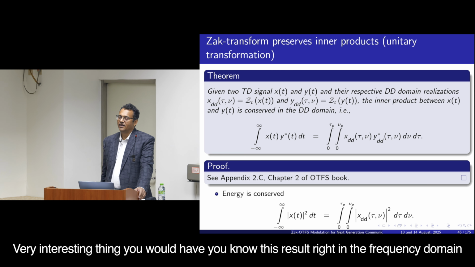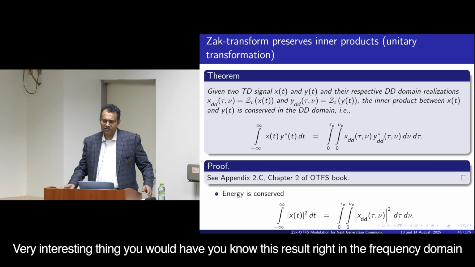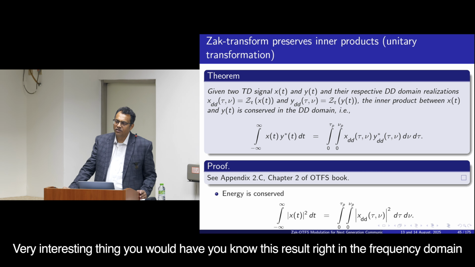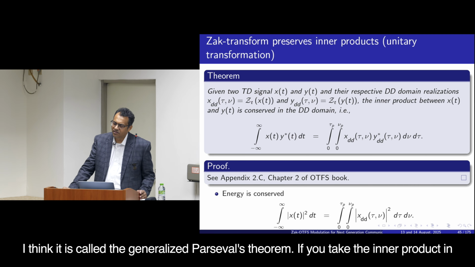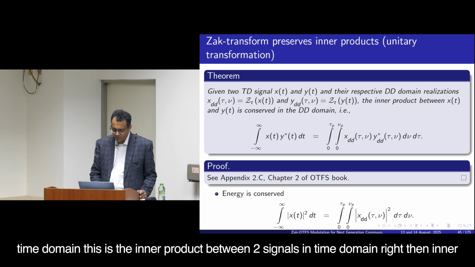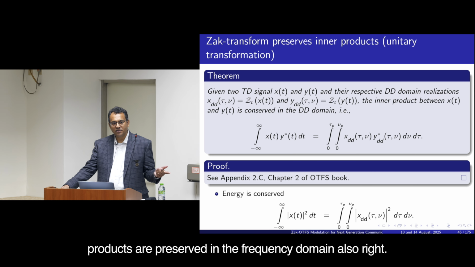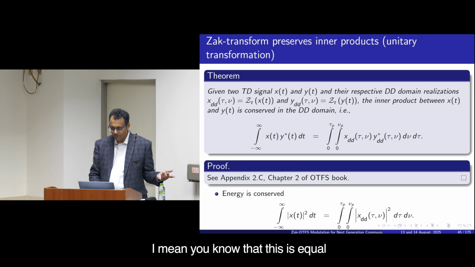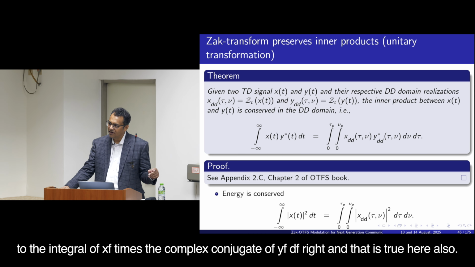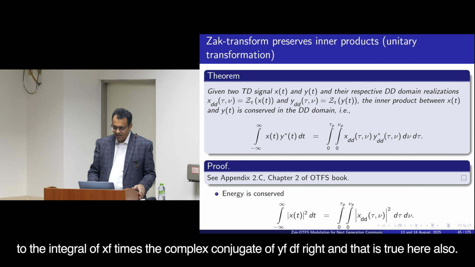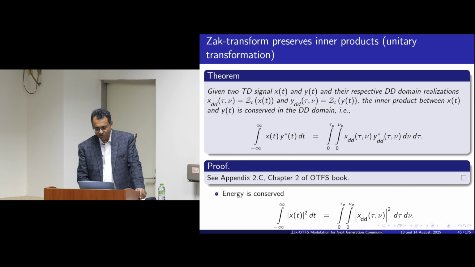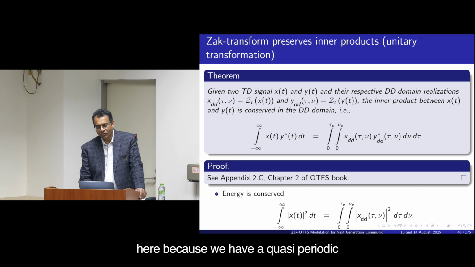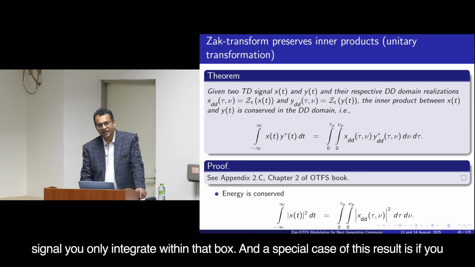Very interesting thing. You would know this result, right, in the frequency domain, I think it is called the generalized Parseval's theorem. If you take the inner product of two signals in the time domain, then inner products are preserved in the frequency domain also, right? I mean, you know that this is equal to the integral of X(f) times the complex conjugate of Y(f) df, right? And that is true here also. So, here also the inner products are preserved. Of course, here because you have a quasi-periodic signal, you only integrate within that box.